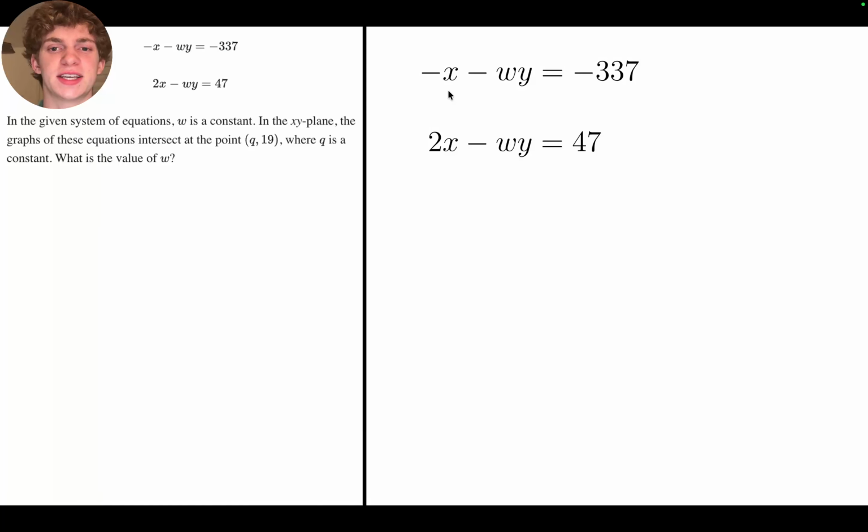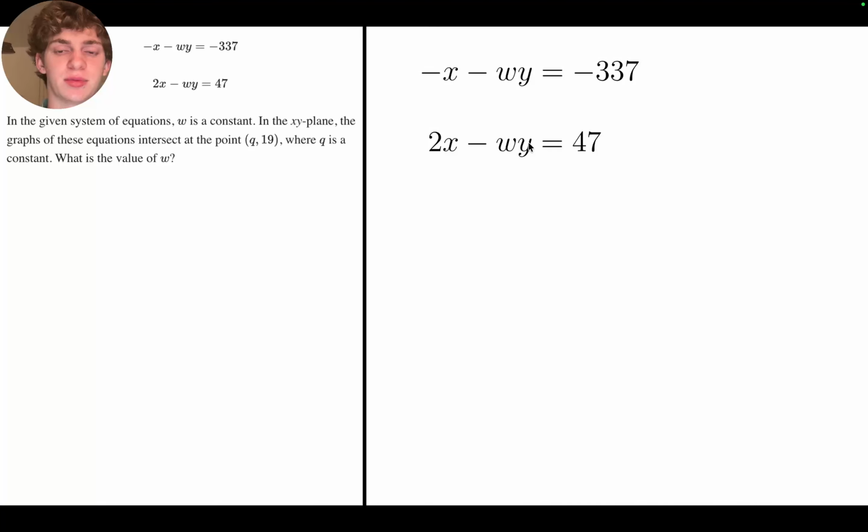The first thing I see is these negative wys on top of each other. They're literally on top of each other. The SAT is trying to tell us here, maybe you should use the elimination method. So that's what we're going to do. So we need to add these two equations together to where one of these variables cancels out.